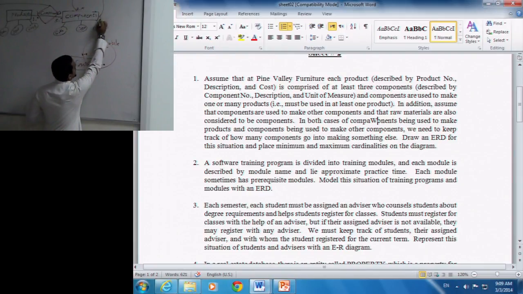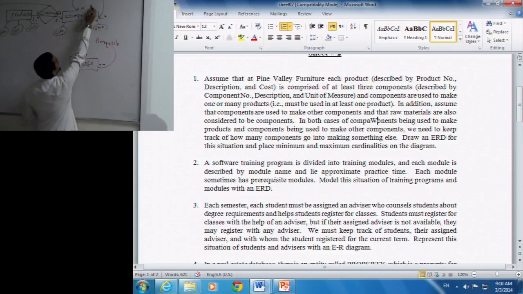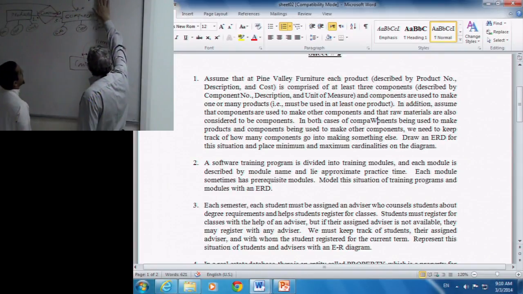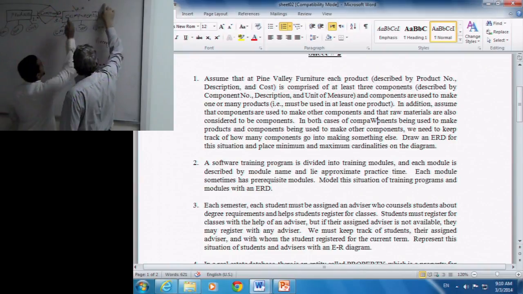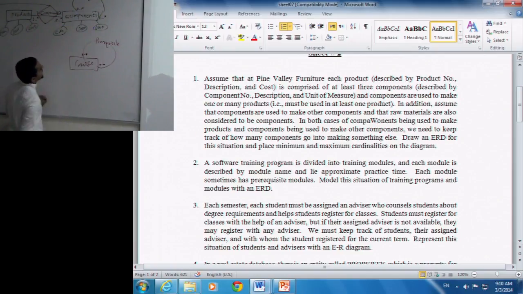Now the component is made of many components, and the component is used to make how many components? Many components, as he said. Exactly. Now again, this recursive relationship is of which type? Many to many. So it's better to use the diamond, and of course it's better to have the line go to the corners. Very good. Did we finish?